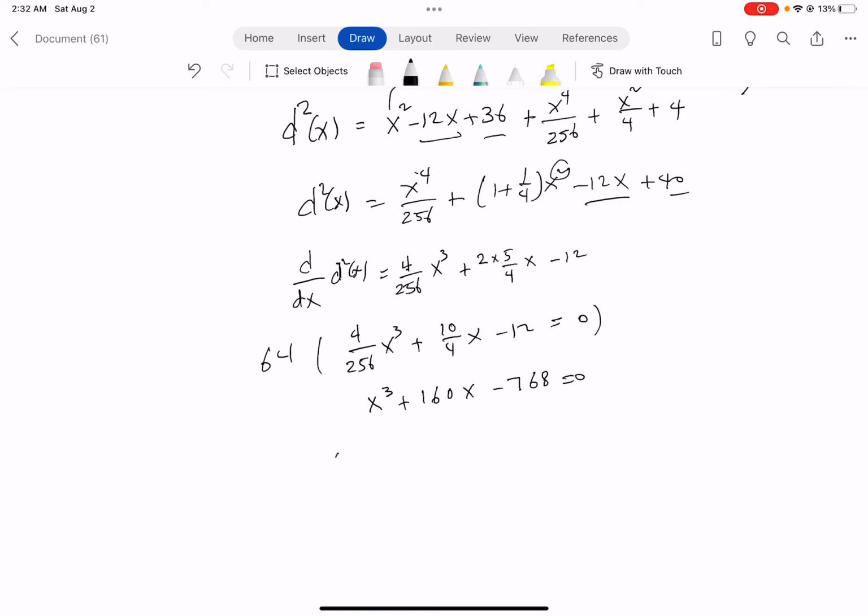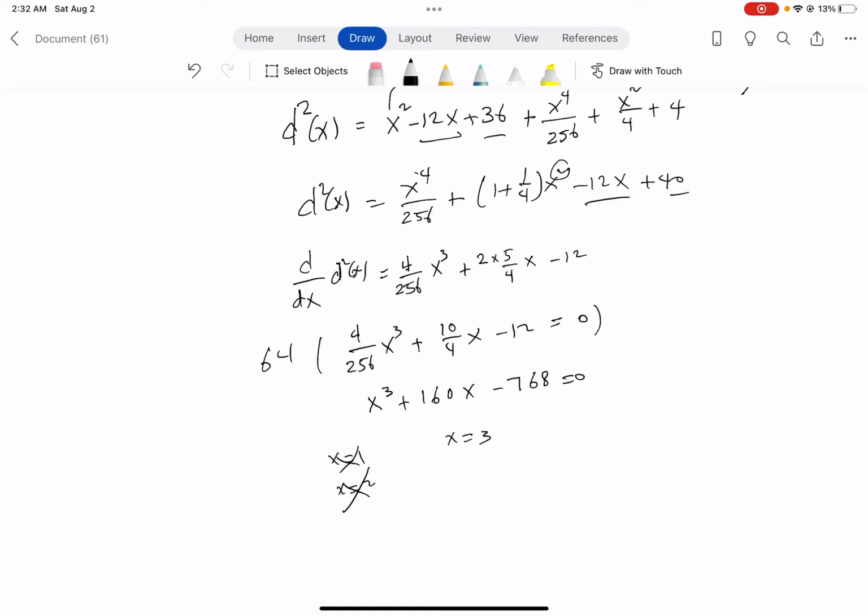Let's try x equal to 1. You're going to keep trying until you find the answer. If you put 1, it's 1 plus 160, that's 161 minus 768, no. If you put x equal to 2, try it. You will keep trying until you get to 0. So when you try x equal to 3, this is not going to work.